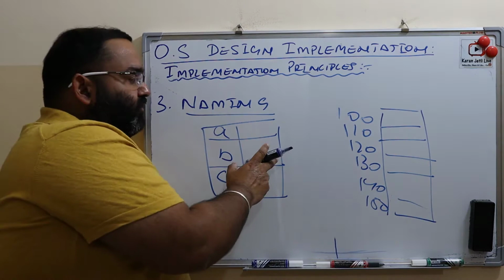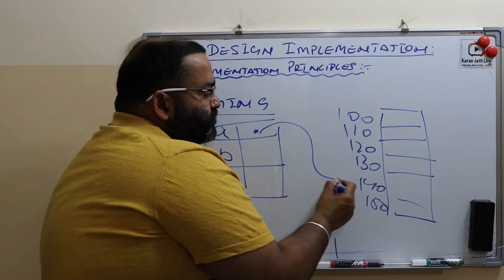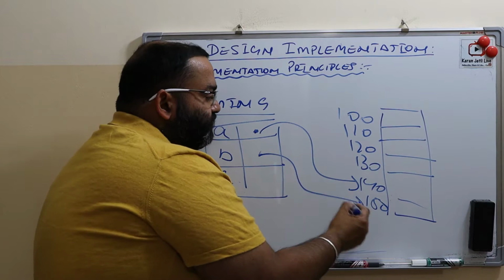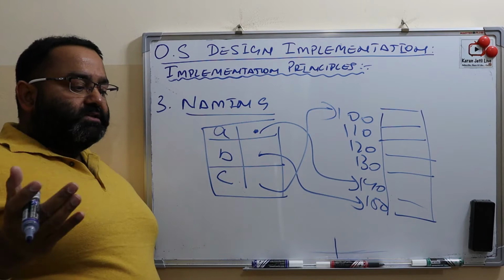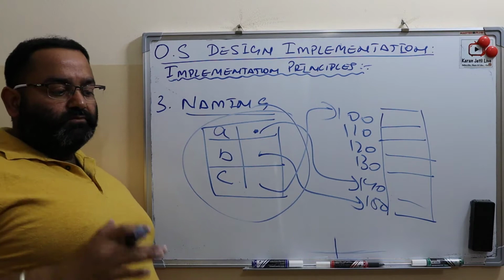Now, what is a directory? It will take the external name and, using that name, point to the internal name. For example, A points to 140, B points to 150, C points to 100. This is the external name, this is the internal name, and this is a directory which provides a mapping of external names to internal names.